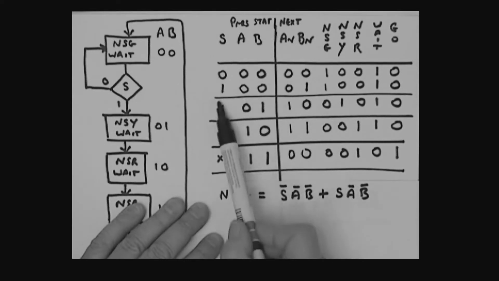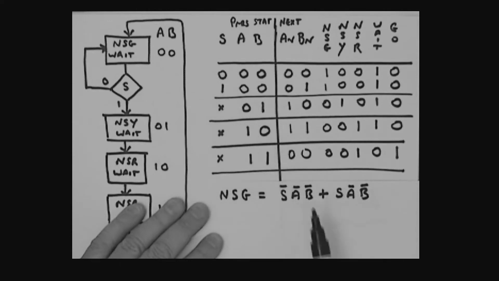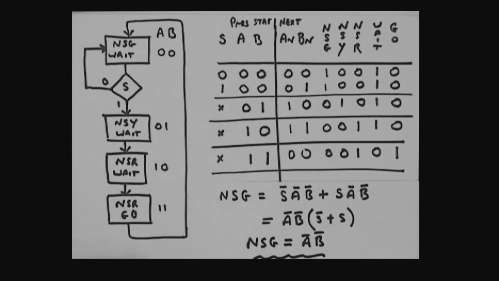But even if you wrote each one of these terms down, it doesn't matter, because you could factor out A bar, B bar. And so really I've got A bar, B bar into S bar or S. What is S bar or S? It's just one, isn't it? And so this is really A bar, B bar for north-south green. Fairly straightforward.